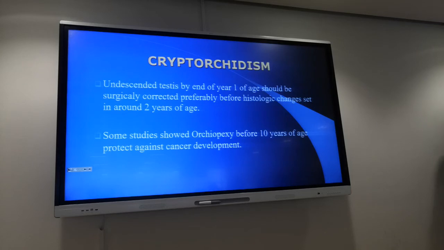Now, if someone presents to you with a mass in the testes, what do you do? If someone presents to you with a mass anywhere in the body, what comes to your mind? Physical examination. Biopsy. Check if it's malignant. Right, how do you do that? Biopsy, right? Now, unfortunately, I hate to break it to you, you can't do that in the testis.